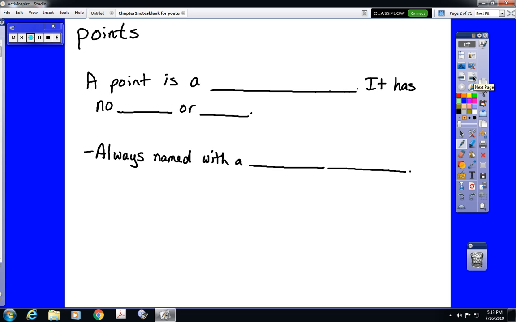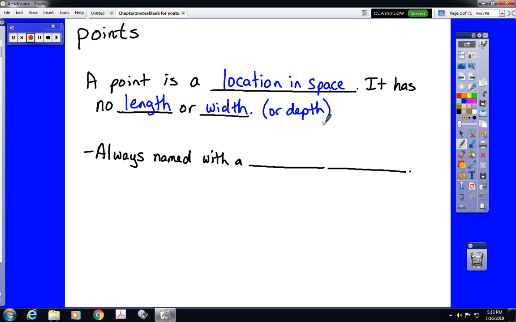I'll try to define a point as a location in space. Now that's not a great definition, and that's part of the reason why these are undefined terms, because there really are not great definitions for them. Keep in mind that a point has no length and no width at all whatsoever. It's also worth noting it also doesn't have any depth, but none of the three things we're discussing have any depth. Now, when we name a point, we do so with a capital letter, uppercase.